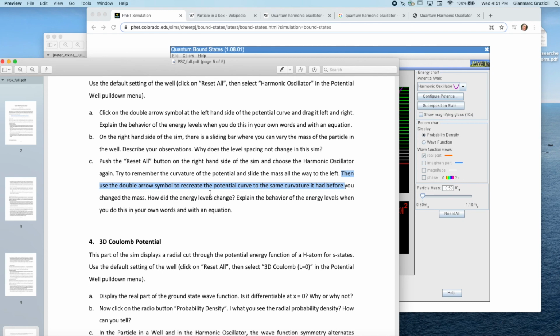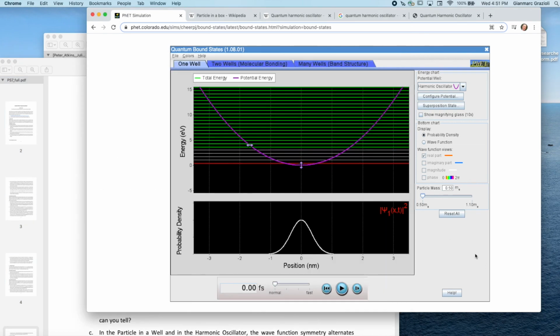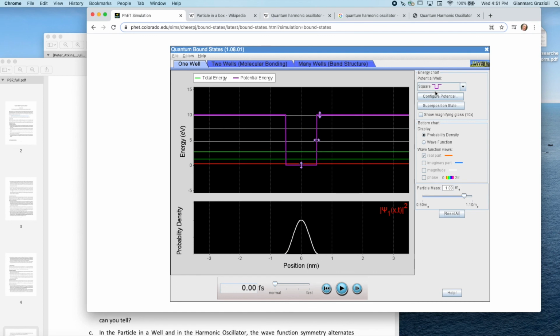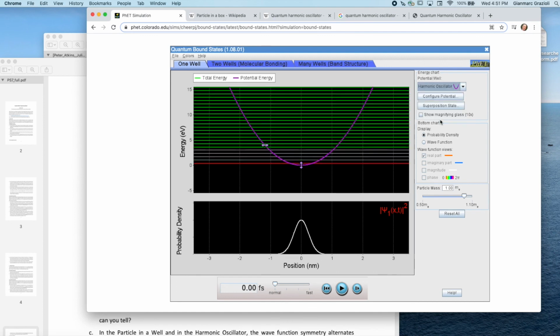Okay, this is interesting. Maybe how you want to do this, you can use screenshots. That's probably a good way to do it. So first, let me reset it again because I can't remember where it was. Reset all, and go back to harmonic. Maybe take a screenshot of it as it looks now.